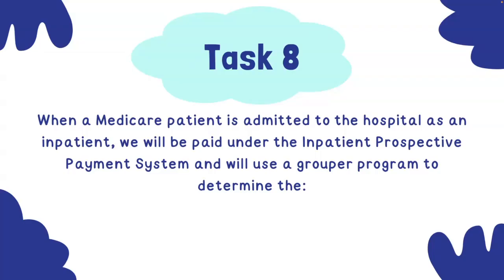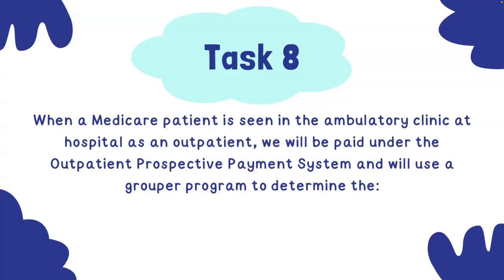All right, here's another question. When a Medicare patient is seen in an ambulatory clinic at a hospital as an outpatient, we will be paid under the outpatient prospective payment system and will use a grouper to determine the, and it's going to be the APC. So the opposite of DRG is the APC.